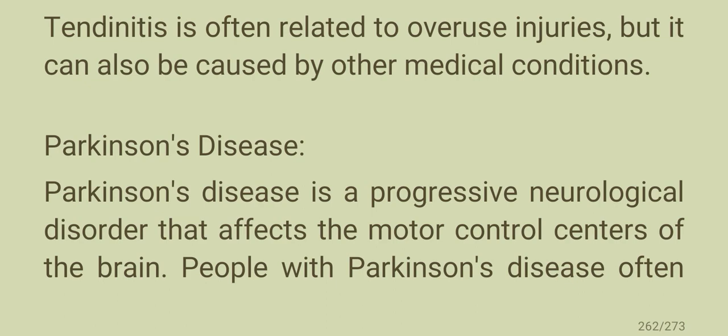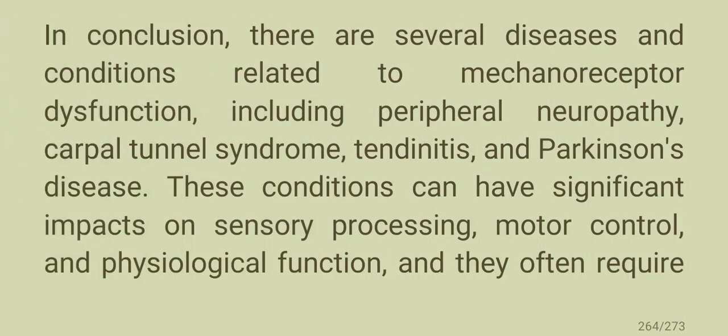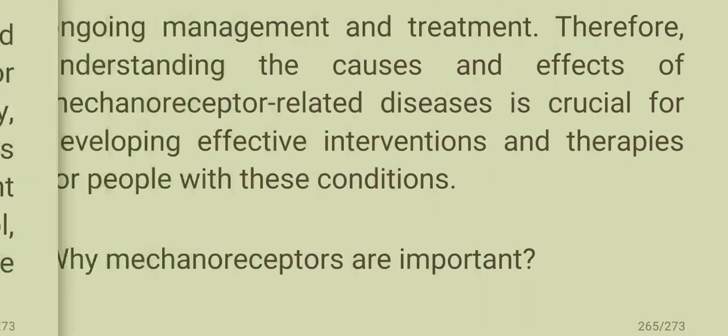Then, Parkinson's disease. Parkinson's disease is a progressive neurological disorder that affects the motor control centers of the brain. People with Parkinson's disease often experience tremors, stiffness, and difficulty in balance and coordination. While the exact cause of Parkinson's disease is not fully understood, it is thought to be related to dysfunction in the dopaminergic and other neurotransmitter systems of the brain. In conclusion, there are several diseases and conditions related to mechanoreceptor dysfunction, including peripheral neuropathy, carpal tunnel syndrome, tendinitis, and Parkinson's disease. These conditions can have significant impacts on sensory processing, motor control, and physiological function.